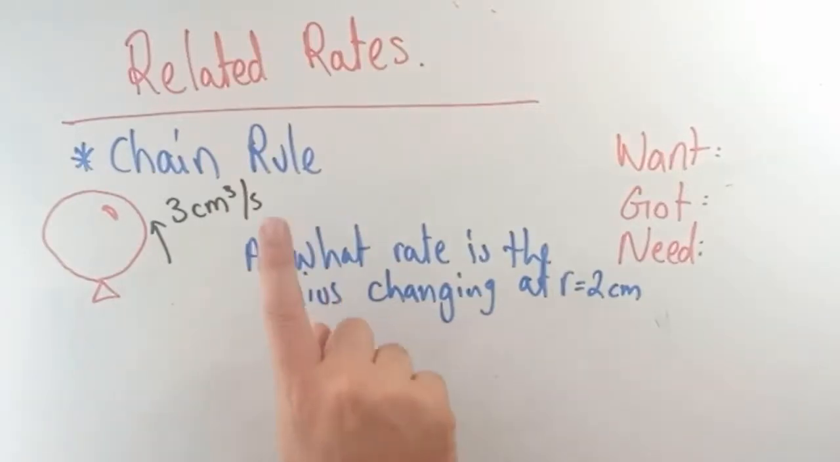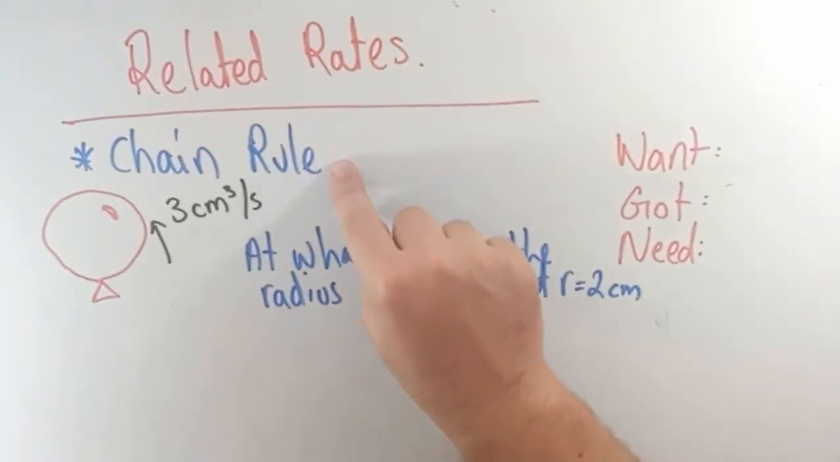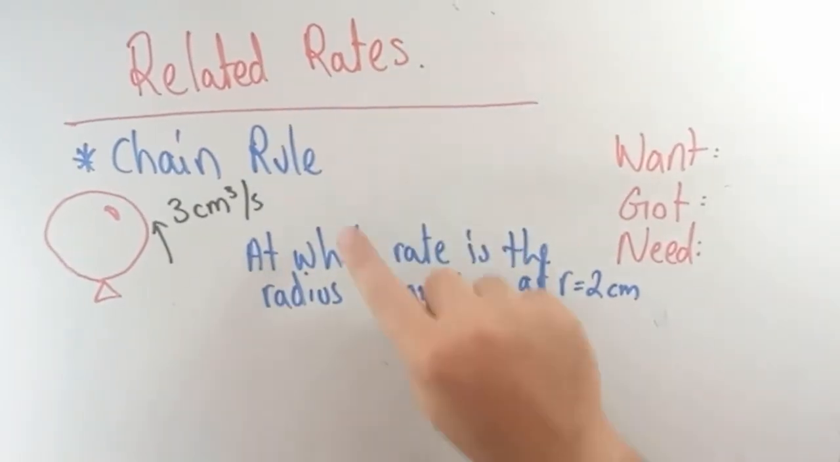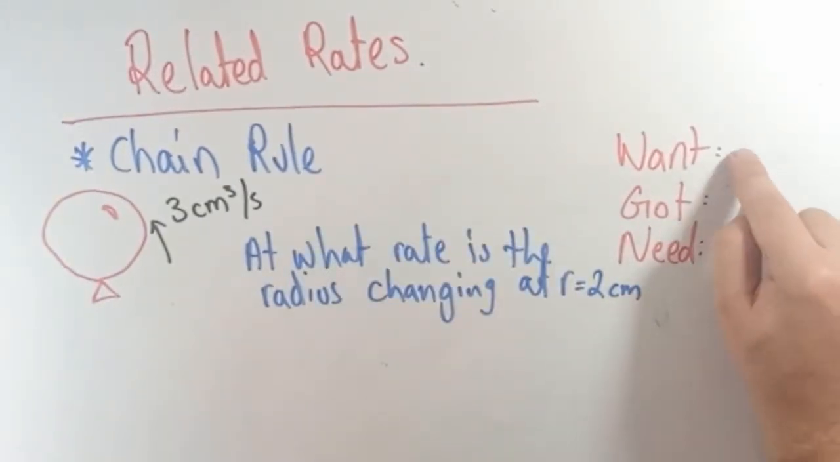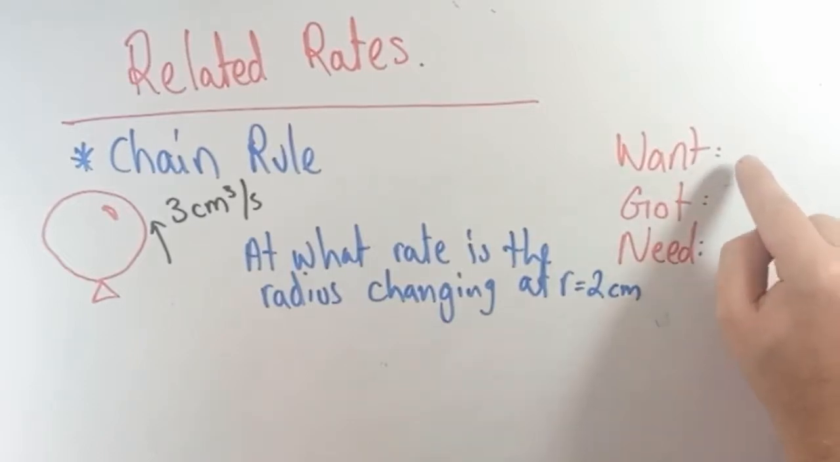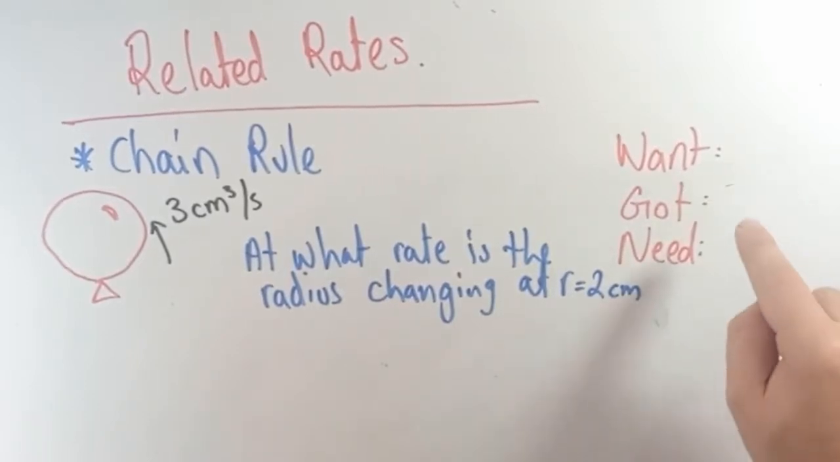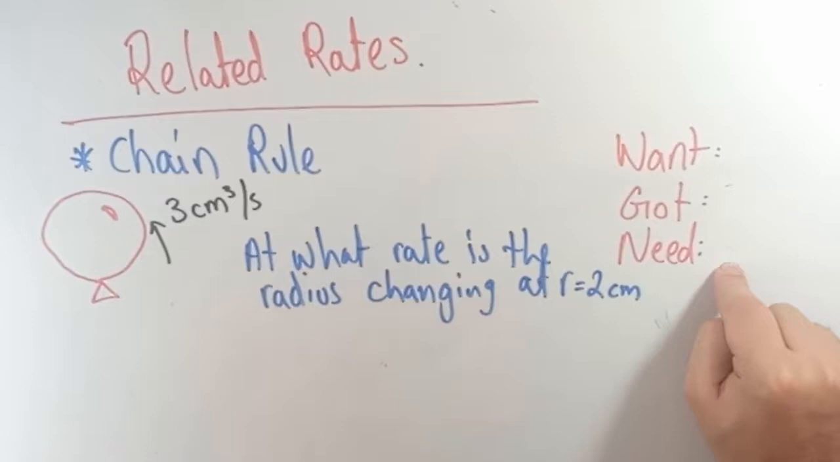Okay, now we're going to do a video on related rates here. To do related rates, we need to apply the chain rule. This is just a fancy way of using the chain rule, and we follow these three steps. We've got what we want to find, what we've got, and what we need to find.